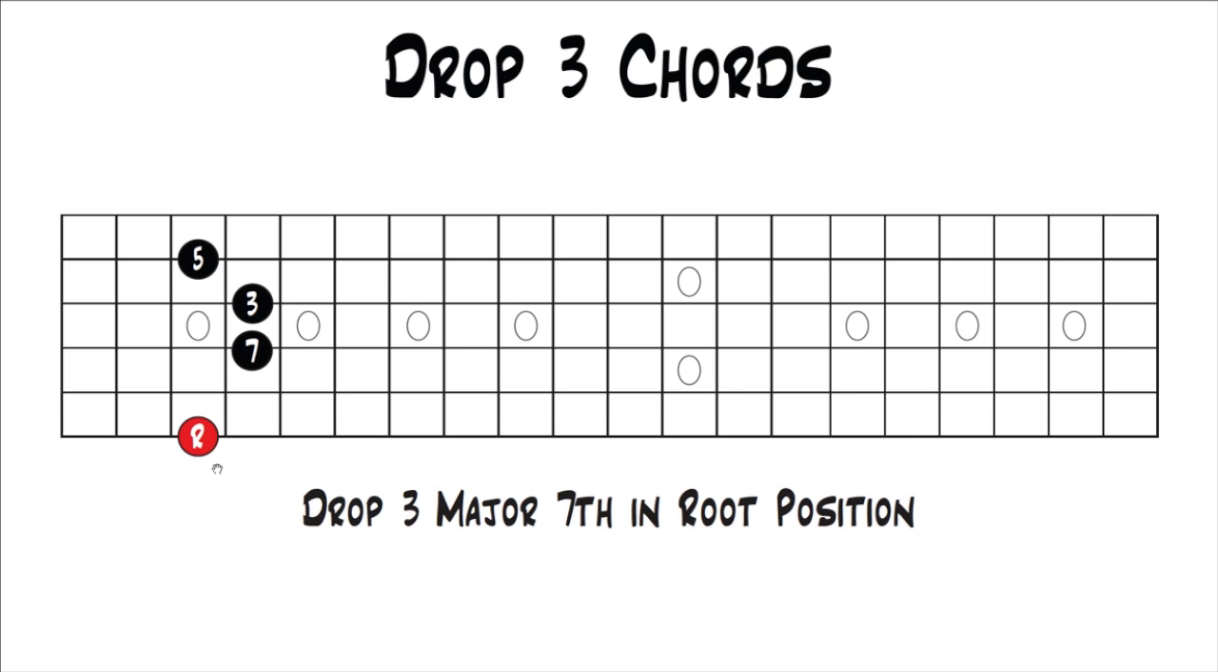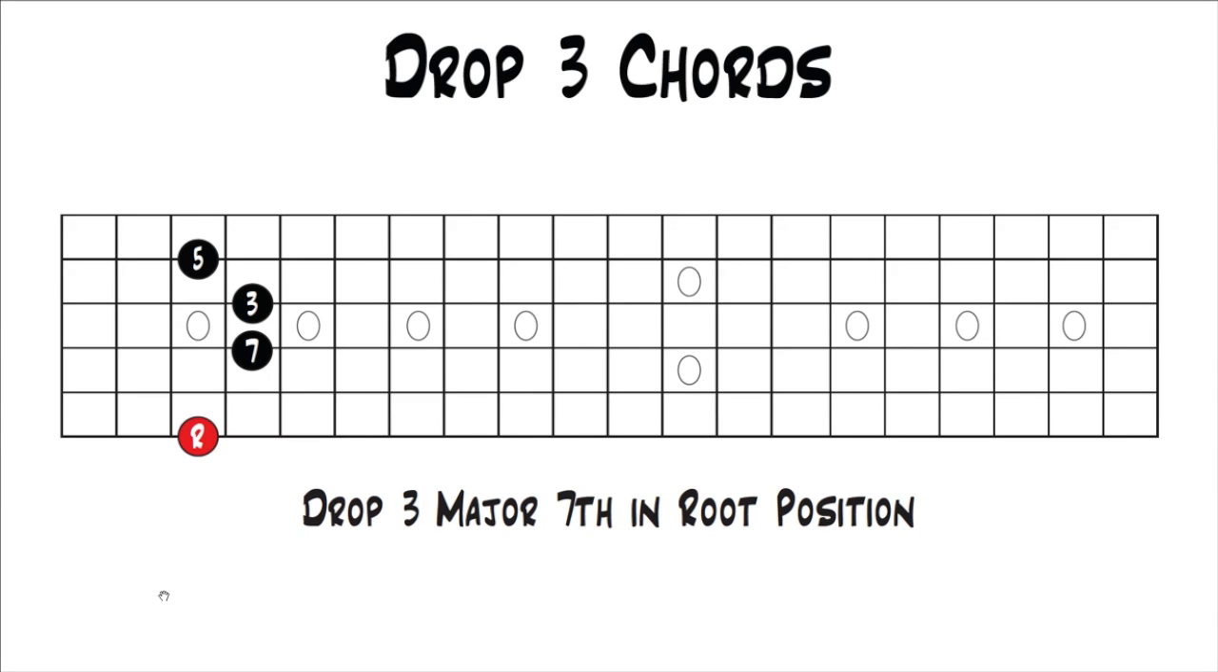With the drop 3 chords I'm showing you, when you start on the 6th string, you'll start on the 6th string, then you'll skip the 5th, and then it's on the 4th, 3rd, and 2nd string. So this is a drop 3 major 7th in root position starting on the 6th string. This is an extremely common voicing, and if you play 7th chords, one that you'll use all the time. So I'd recommend starting with this, and then you can go through and learn the inversions.